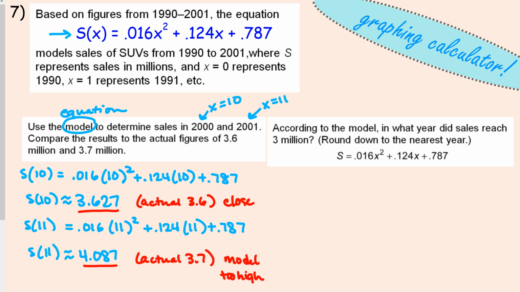So it says, according to the model, in what year did sales reach 3 million? Okay, so that means we want 3 for S. So we have the equation 3 equals 0.016x squared plus 0.124x plus 0.787. Now a person could use the quadratic formula and solve that, and that would work, but what I'm going to do is use the graphing calculator and look at a graph of the function and see where the graph has a height of 3.